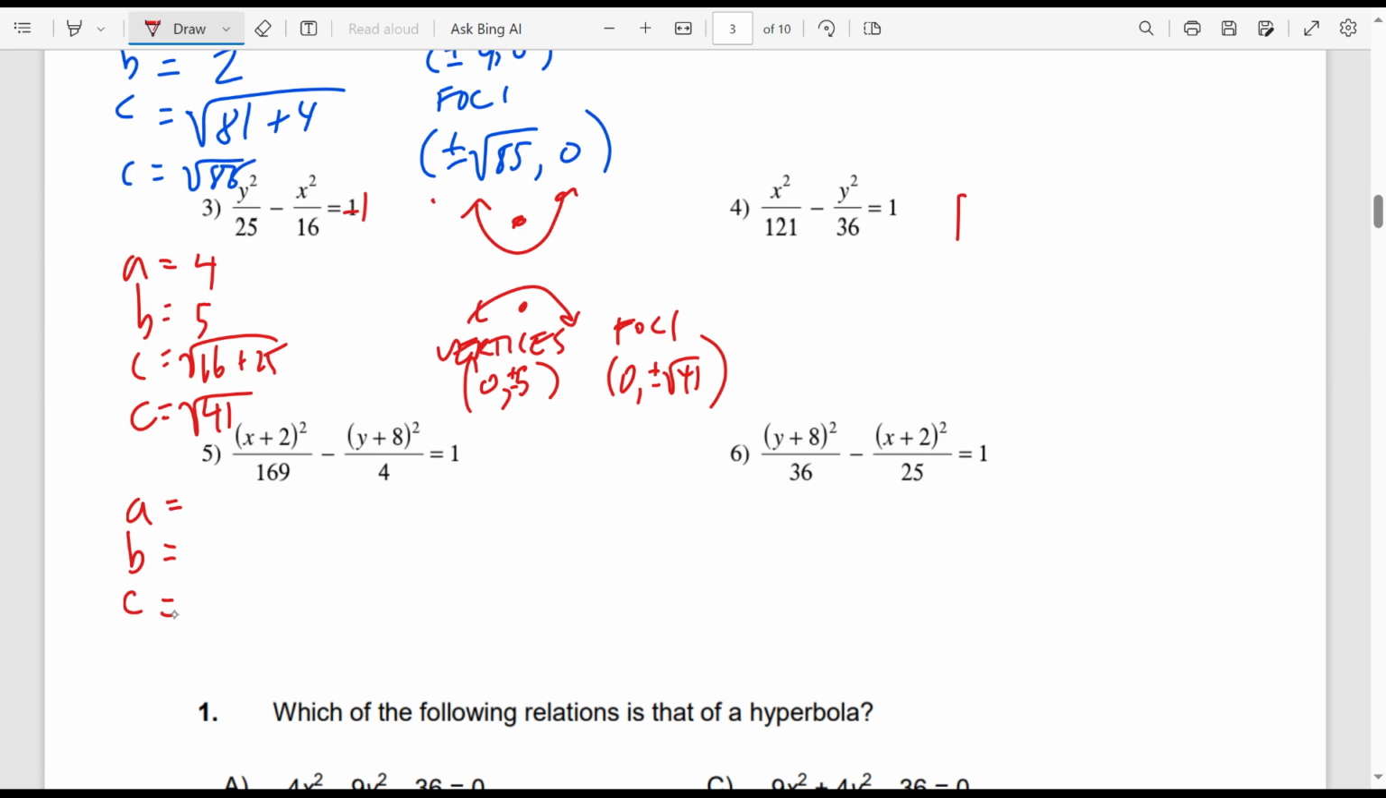So, what's the A value of this guy? 13. My B value is 2. My C value is going to be square root of 169 plus 4. Okay? So, C will be equal to square root of 173.